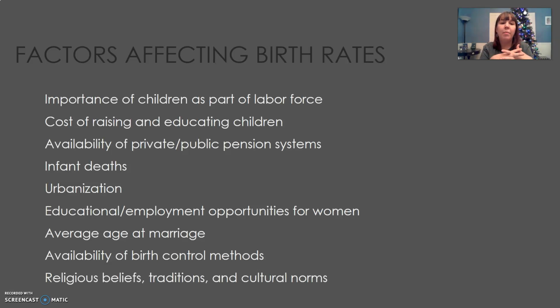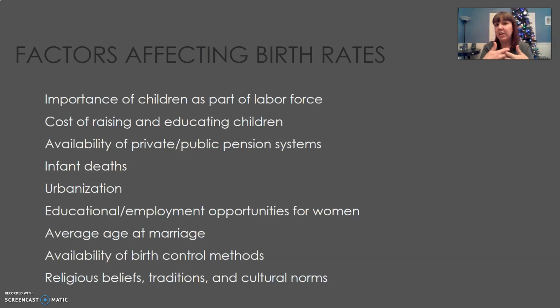So a couple other things: are the children an important part of the labor force? Is it cost prohibitive to educate and raise children? Are there retirement systems available? Because some will have children to help take care of them in old age. If there is a pension system or a retirement system, and the government helps take care of people in their old age, they don't feel as much pressure to have as many children. Infant mortality can affect birth rates because a couple does not need to have as many children when more of them grow up and make it to adulthood.